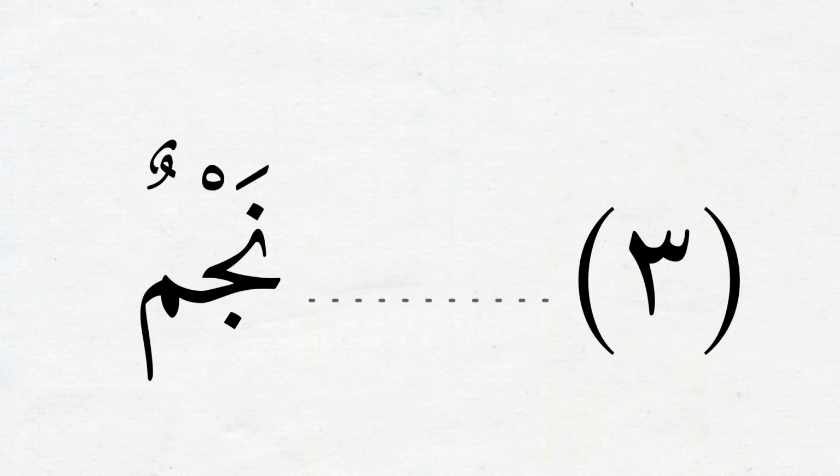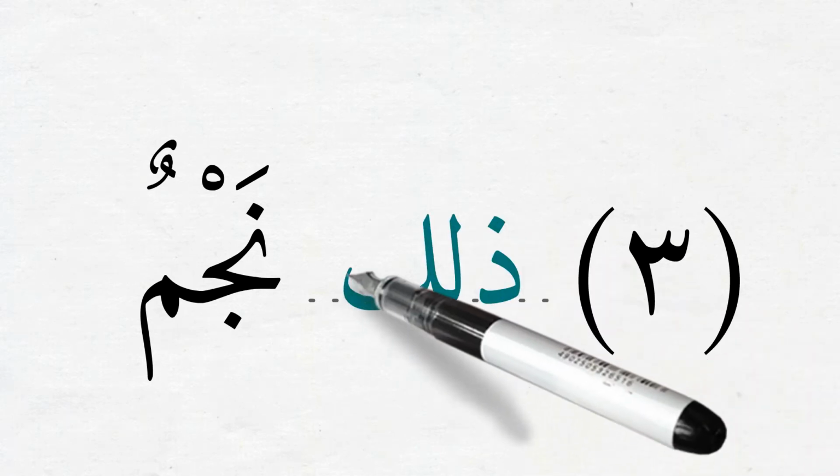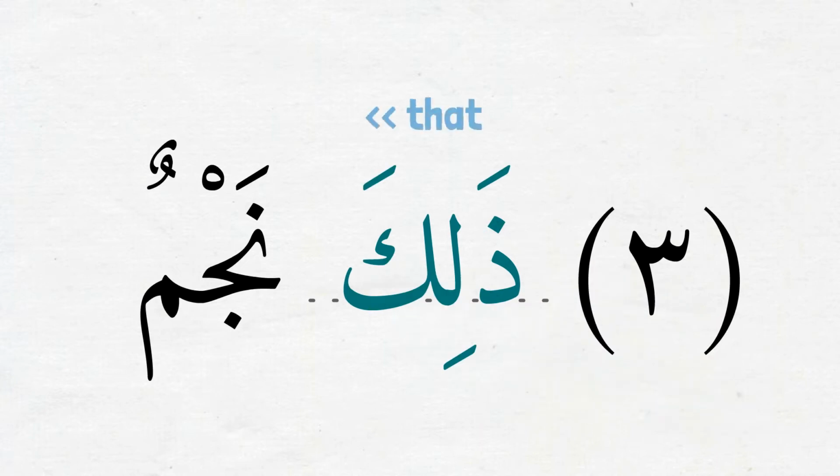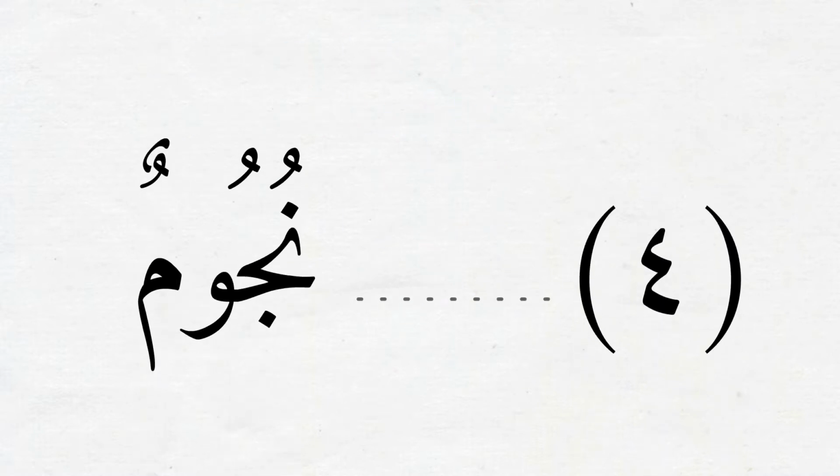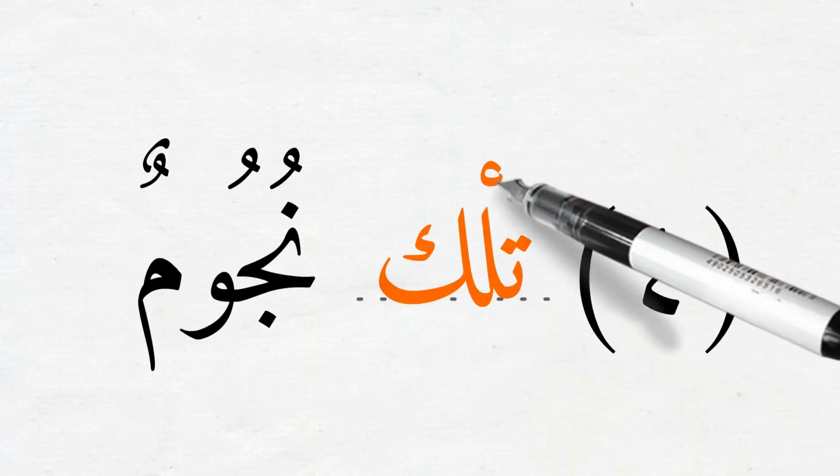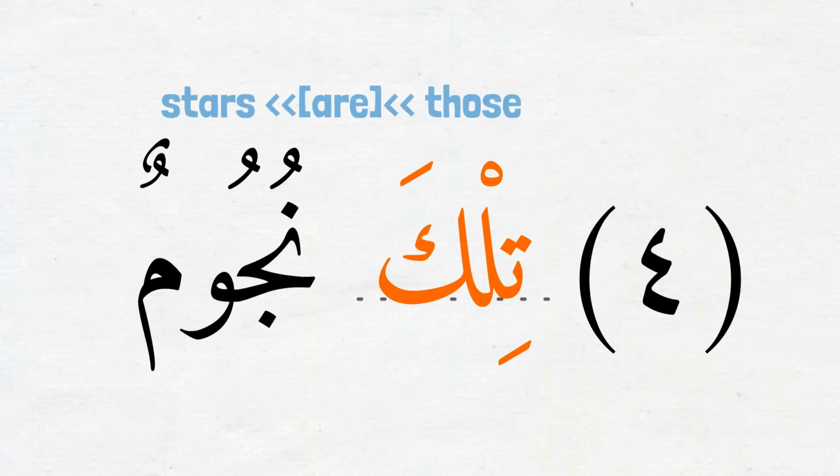Sentence 3. نجم, a star. مذكر مفرد اسم. ذلك نجم, that is a star. Sentence 4. نجوم, stars. This is جمع غير العاقل. So we will treat it as مؤنث مفرد and say تلك نجوم. Those are stars. تلك نجوم.